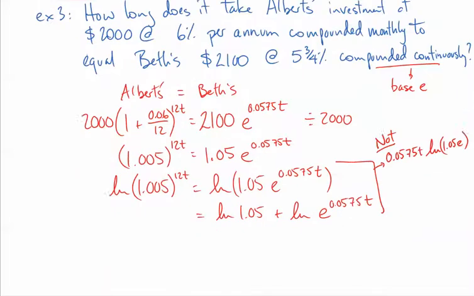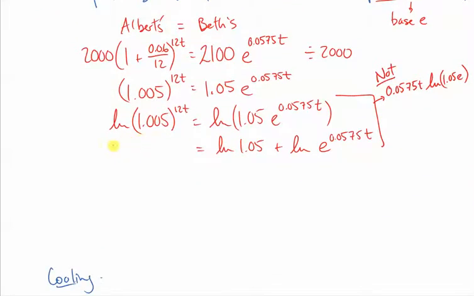Okay, now I'm going to carry this on the left side, and I'm going to write 12t ln 1.005 by using the power rule. Ln of e with this exponent is just 0.0575t because the log base is the same as the base of the exponential. So I can simplify that a bit.